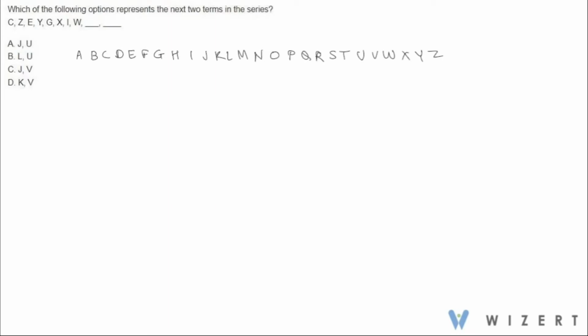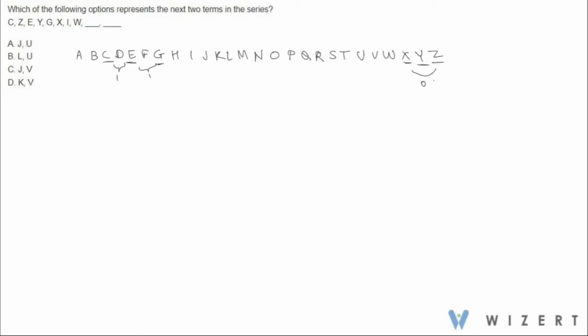So let's see, this is C, after which we get Z. Then one letter is left, we get E. Then no letter is left, we get Y. Then one letter is left, we get G. And then no letter is left, we get X. So with this pattern, we have one letter here and zero letters here.